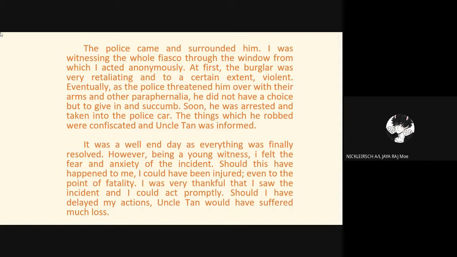However, being a young witness, I felt the fear and anxiety of the incident. Should this have happened to me, I could have been injured, even to the point of fatality. I'm very thankful that I saw the incident and I could act promptly. Should I have delayed my actions, Uncle Tan would have suffered much loss.